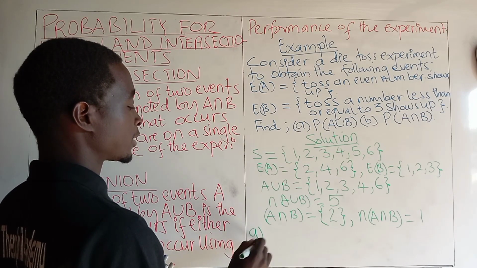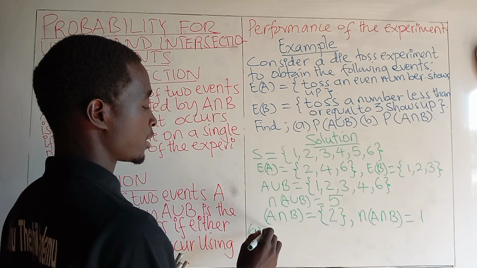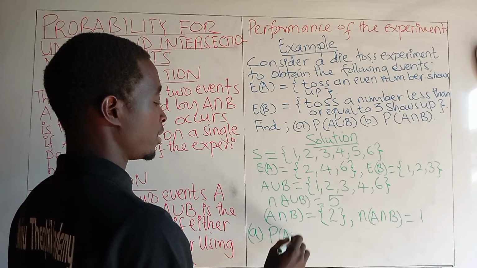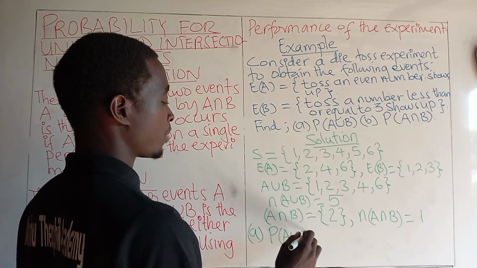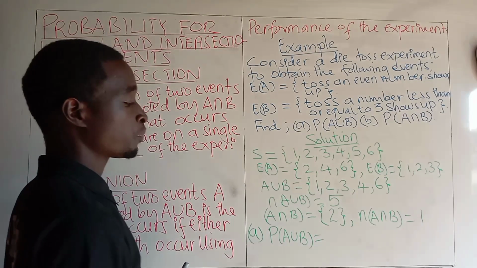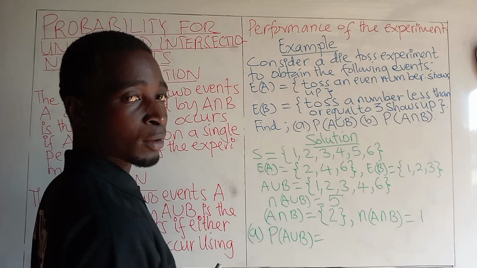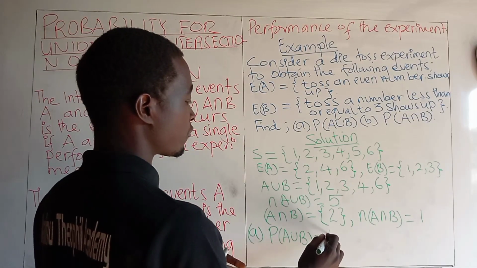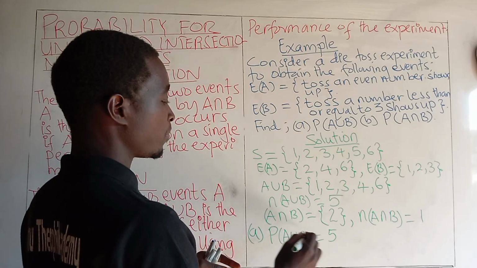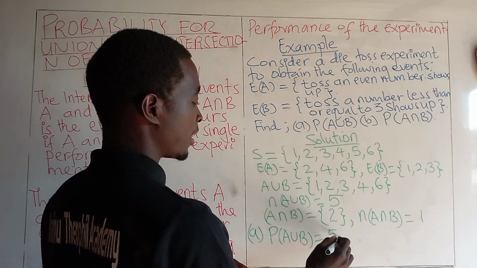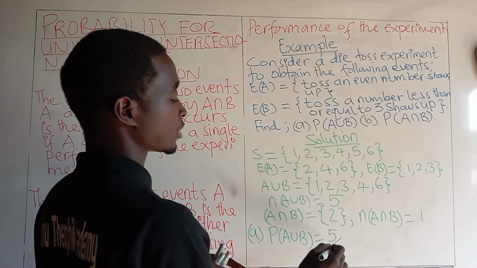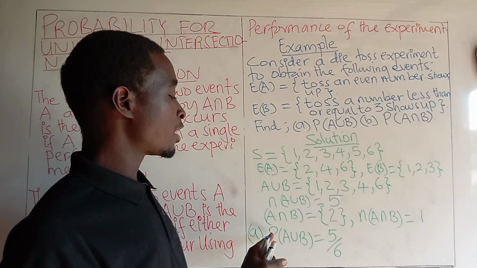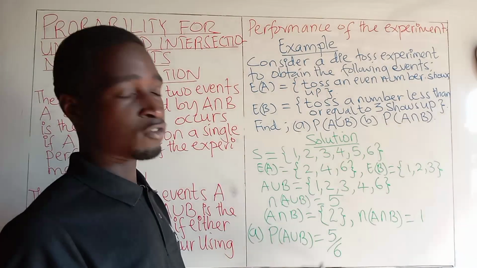Part A, we are asked to find the probability of A union B. The probability of A union B will be equal to the number of favorable outcomes over the number of sample space. The number of elements in A union B is 5, over the sample space, which is 6, so it is 5 over 6. Now the probability of A union B is 5 over 6.